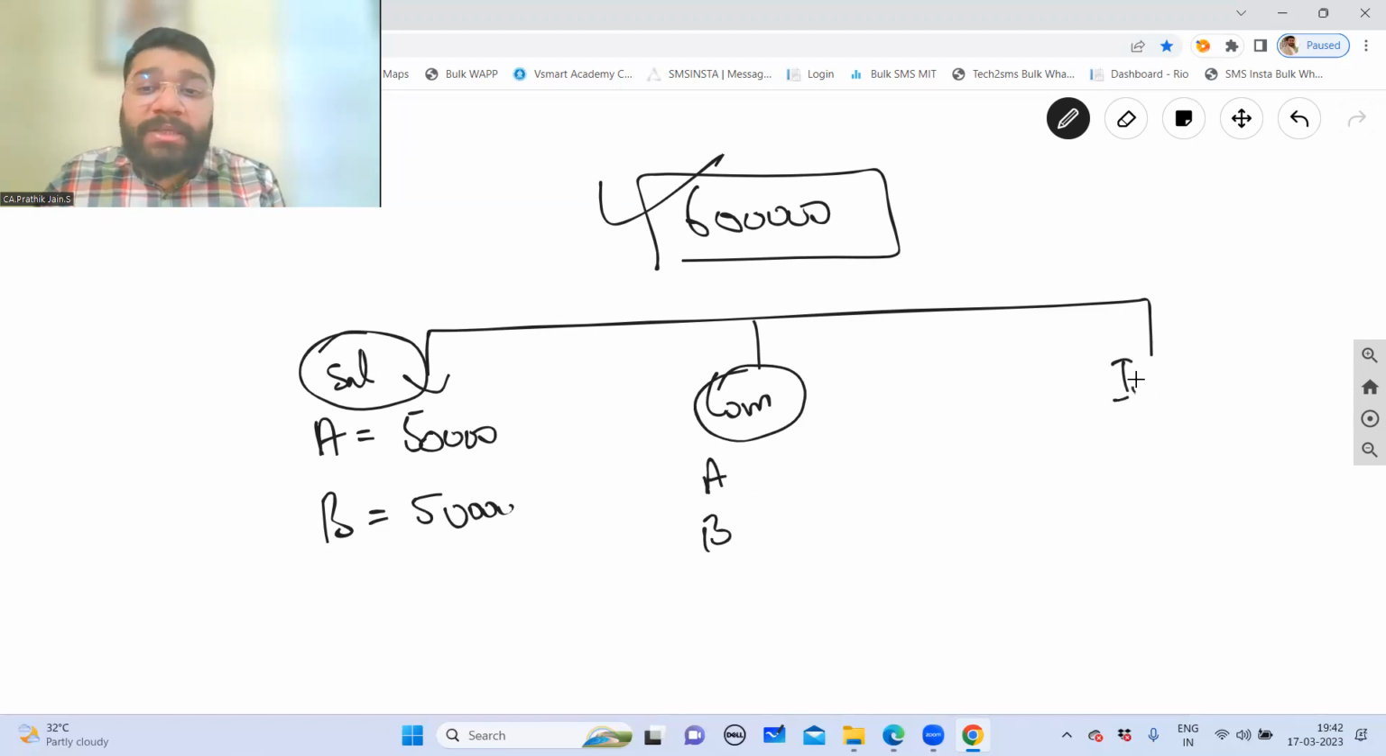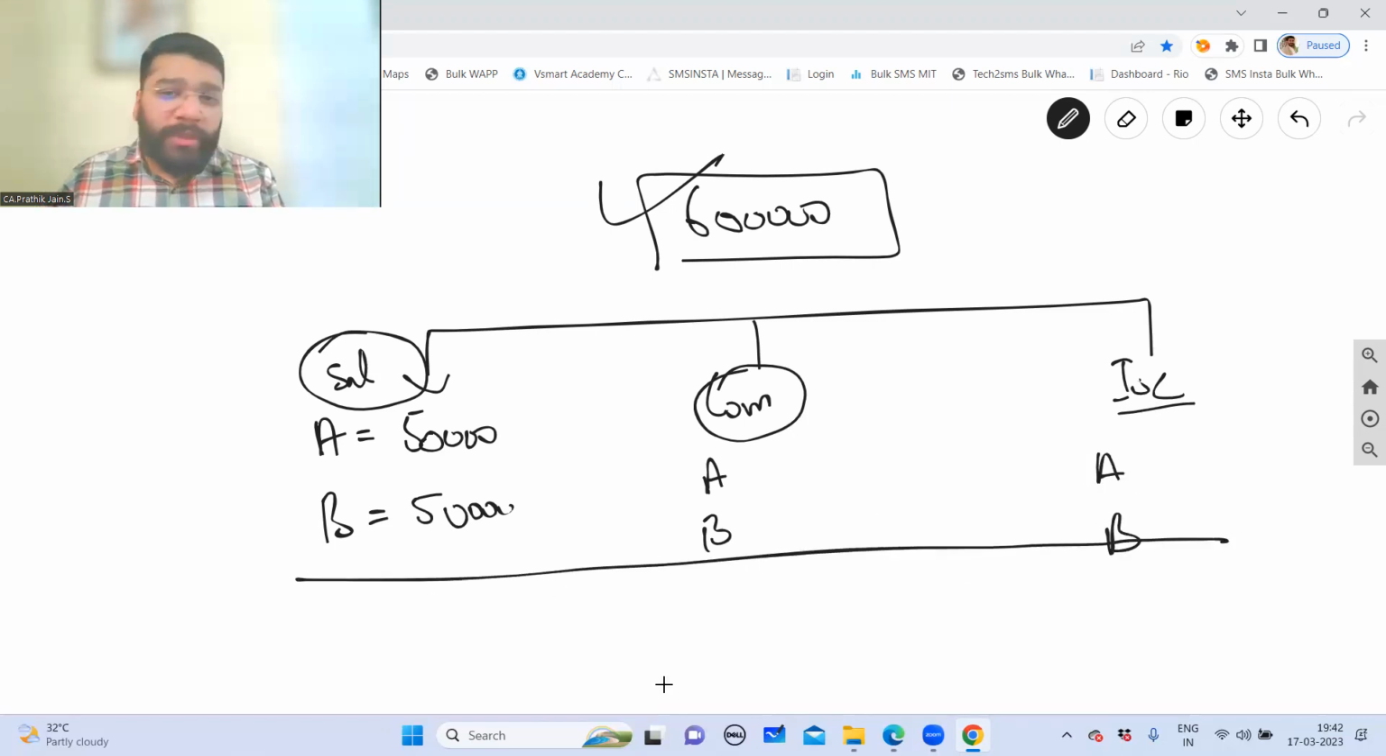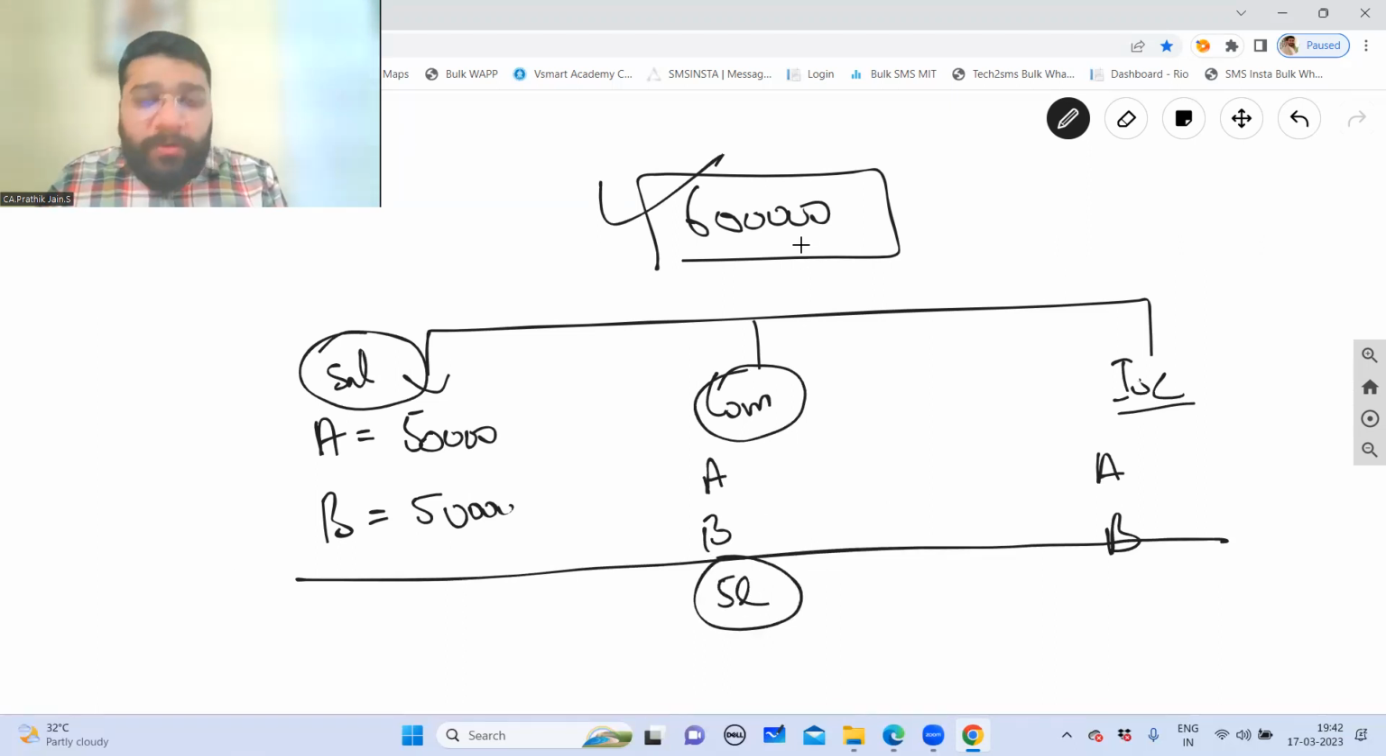Then you would have agreed on interest on capital. So all these three are expenditure for the firm. So this much to A, B, and C. Let's suppose all this put together, 6 items put together, is 5 lakh rupees in total. So out of 6 lakh, 5 lakh you have distributed in the form of salary, commission, and IOC. IOC is interest on capital. So this is called distribution of profit.